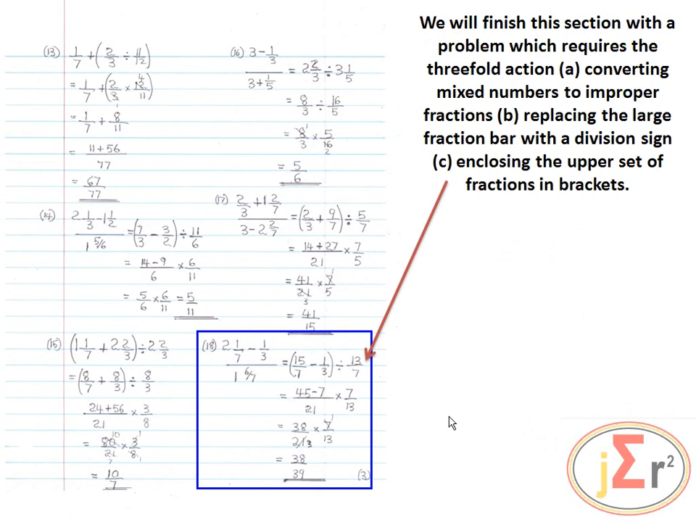We will finish this section with a problem which requires the threefold action, and we know what the threefold action is. Convert mixed numbers to improper fractions, replace the large fraction bar with a division sign, and enclose the upper set of fractions in brackets.